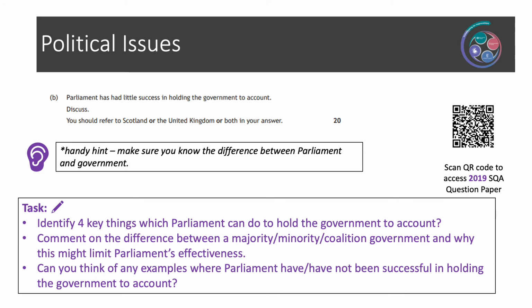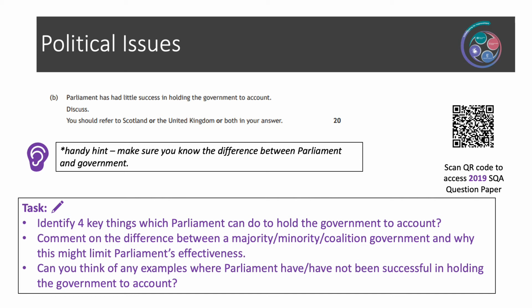Okay, so another common question within the political topic: Parliament has had little success in holding the government to account. This is a 20-mark question, so obviously there's more opportunity for analysis. Remember, that's where the extra marks come. Make sure that you know the difference between Parliament and government. Government are the largest party who are in power.